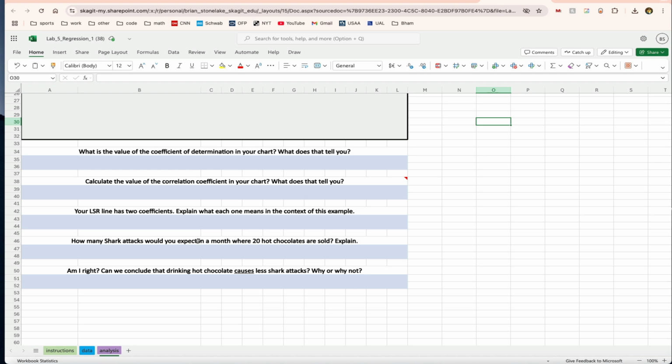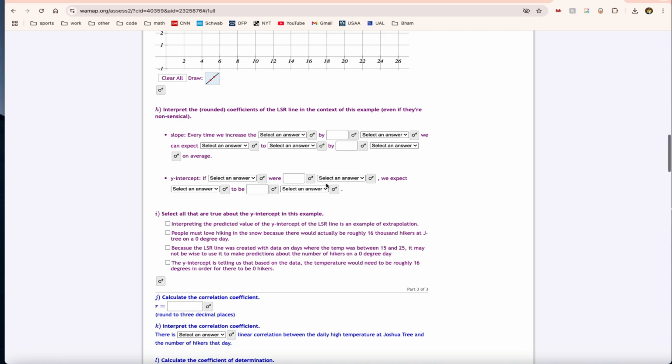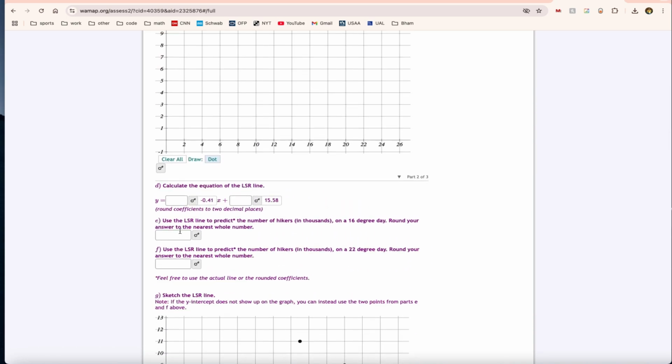How many shark attacks would you expect in a month where 20 hot chocolates are sold? This is making predictions. We do that in the classwork as well. I think that's a little higher up if I remember right. Use the LSR line to predict the number of hikers instead of shark attacks when the temperature is 16 instead of hot chocolate sales, or 16 or whatever.